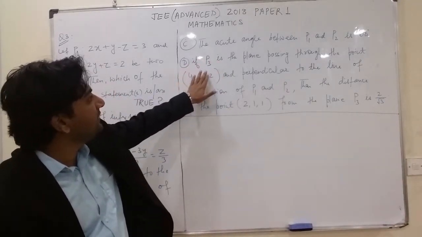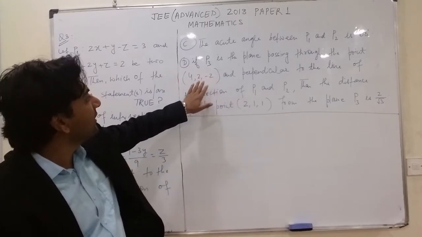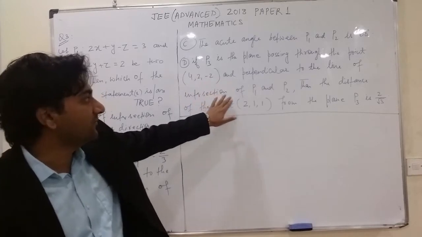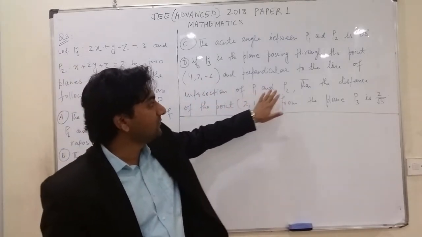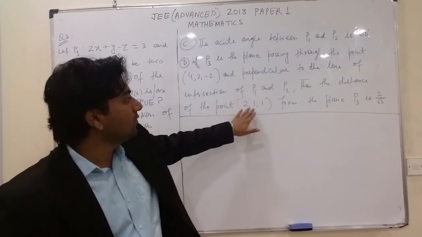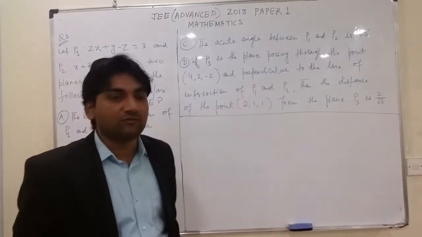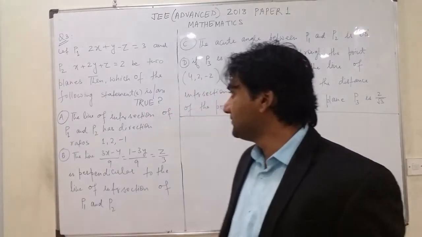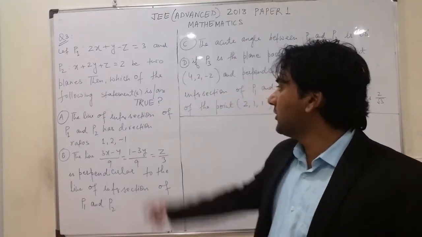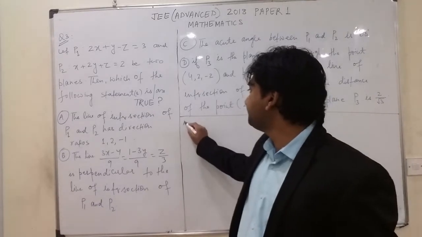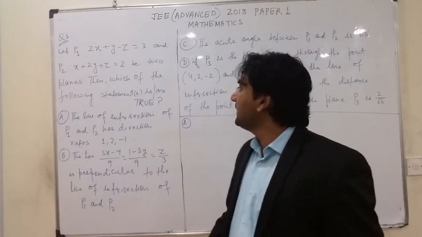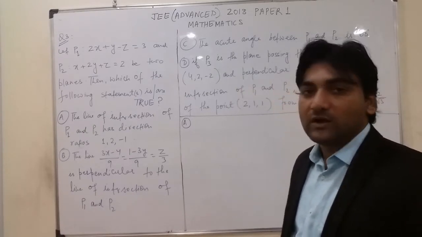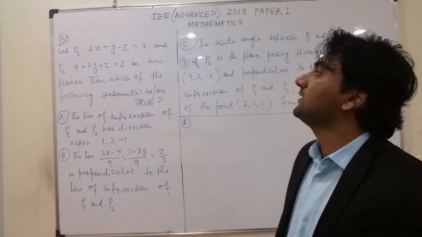And option D, if P3 is the plane passing through the point 4, 2, minus 2 and perpendicular to the line of intersection of planes P1 and P2, then the distance of the point 2, 1, 1 from the plane P3 is 2 over root 3. So again we have to select which one is true, which one is right. Okay, so first one, option A. The line of intersection of P1 and P2 has direction ratios 1, 2, minus 1.